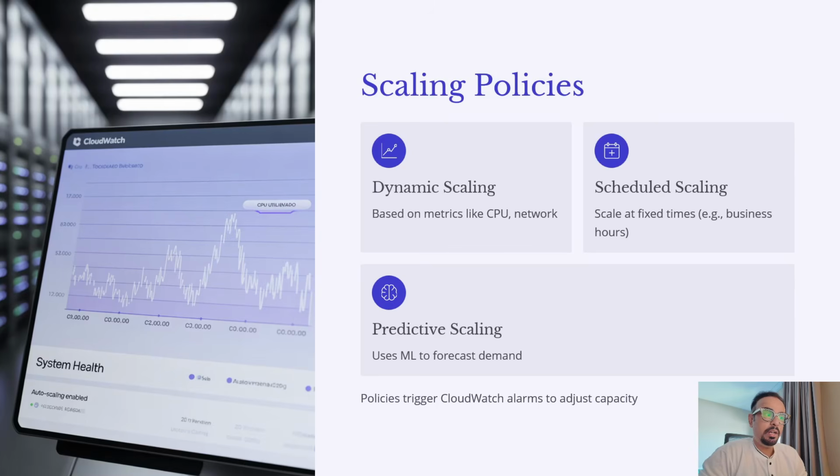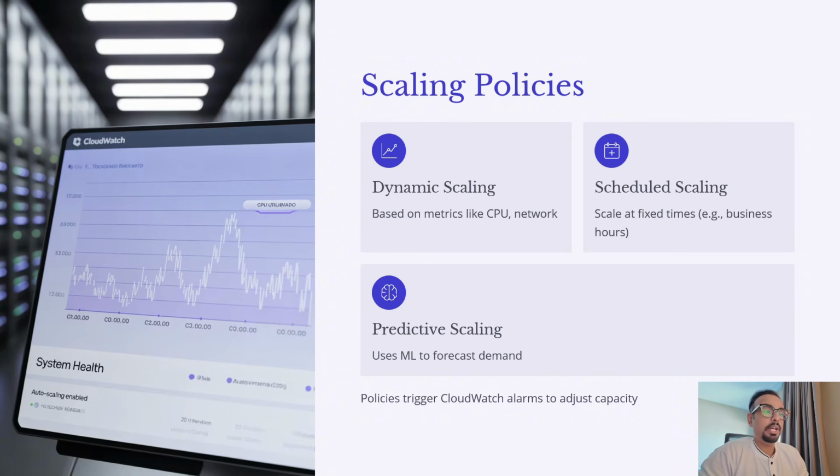Now let's talk about different types of scaling you can configure in an auto scaling group. First, dynamic scaling. This adjusts the capacity based on real-time metrics like CPU utilization, memory, or network traffic. For example, if your usage goes above 70%, auto scaling group can automatically launch a new instance for you, which we will see in a few seconds.